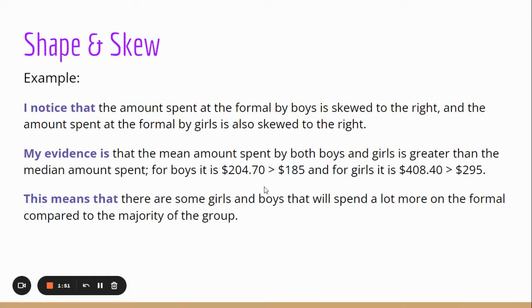For example, I notice that the amount spent at the formal by boys is skewed to the right, and the amount spent at the formal by girls is also skewed to the right. My evidence is that the mean amount spent by boys and girls is greater than their median amount. So for boys, it's $204.70, which is greater than $185, and for girls, $408.40, which is greater than $295. This means that there are some girls and boys that spend a lot more than the majority of the group.